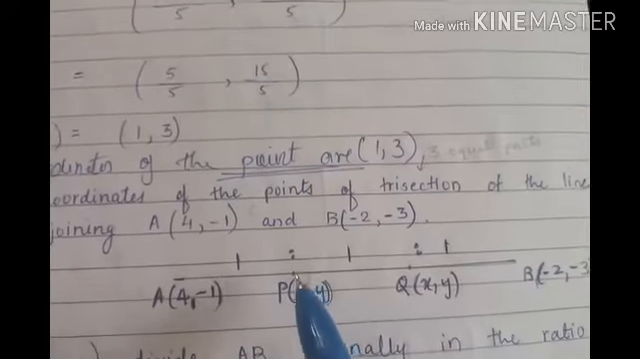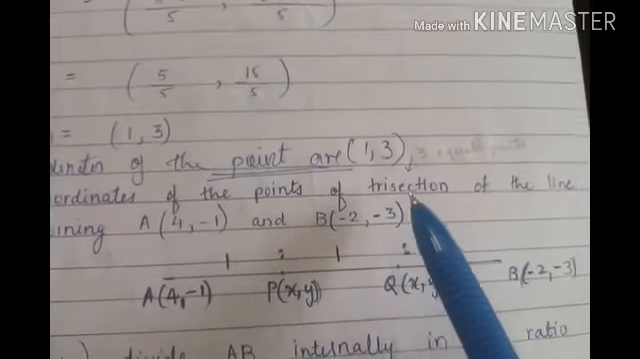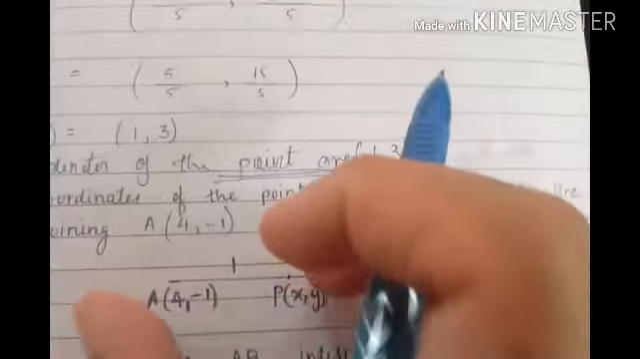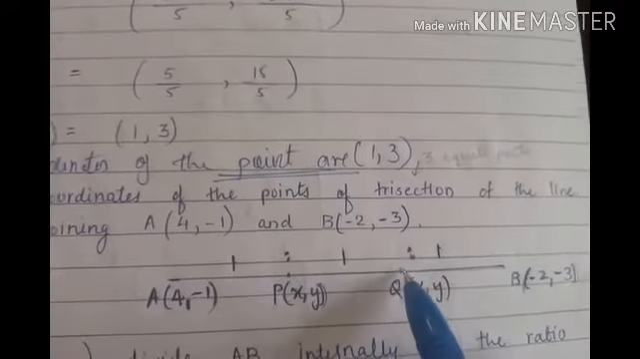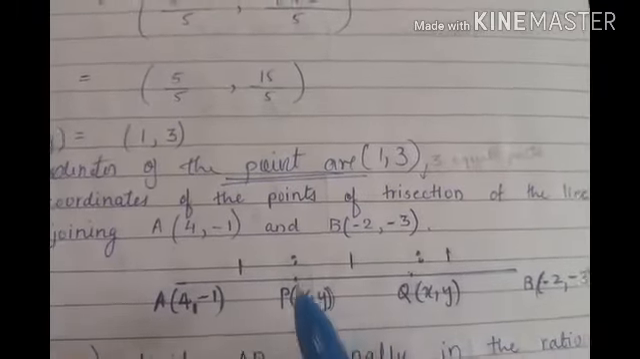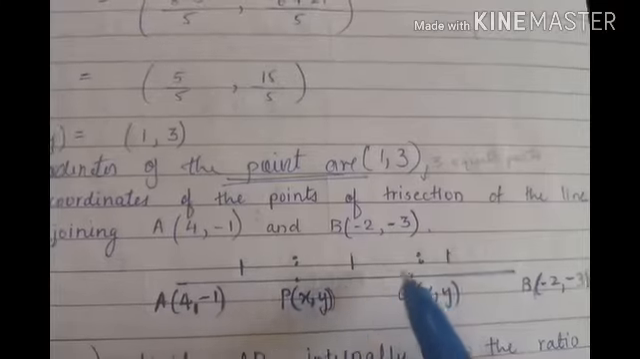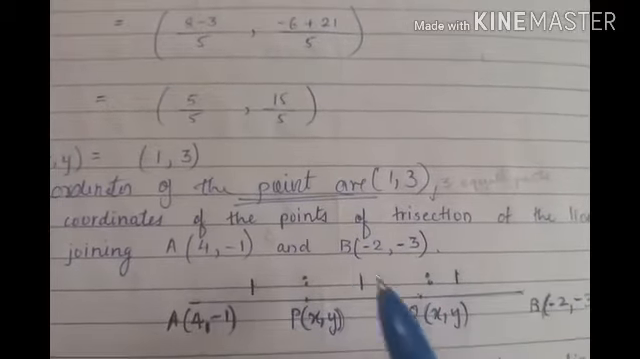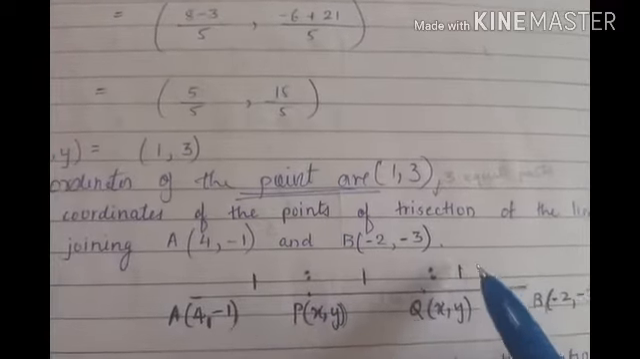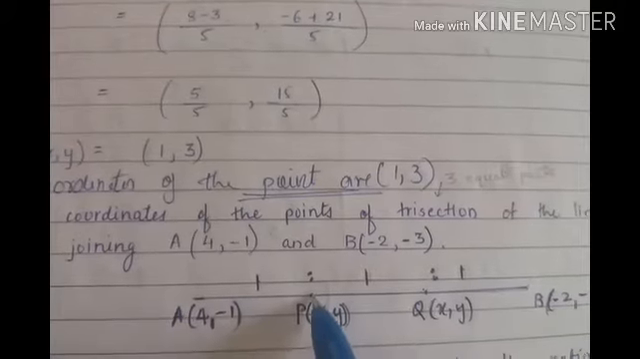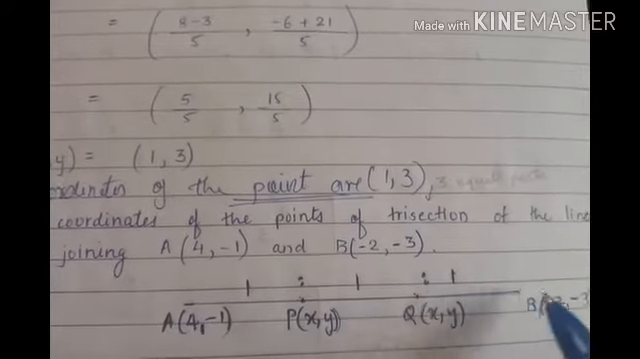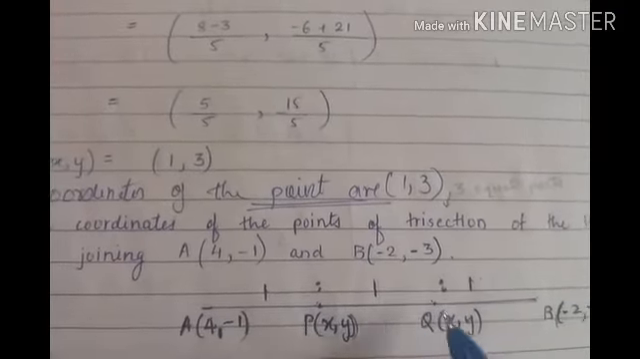Trisection is what? 3 equal parts. Means point P is here, so this is one part. Point Q is here, so this is the second part, and this is the third part. So P and Q have divided AB in 3 equal parts. So AP is equal to PQ is equal to QB. I repeat, one part doesn't mean that it is 1 centimeter. It could be 5 centimeter, 5 centimeter and 5 centimeter. Whatever the length, if AP is 5 centimeter, then PQ will also be 5 centimeter and QB will also be 5 centimeter. So these three are equal parts.